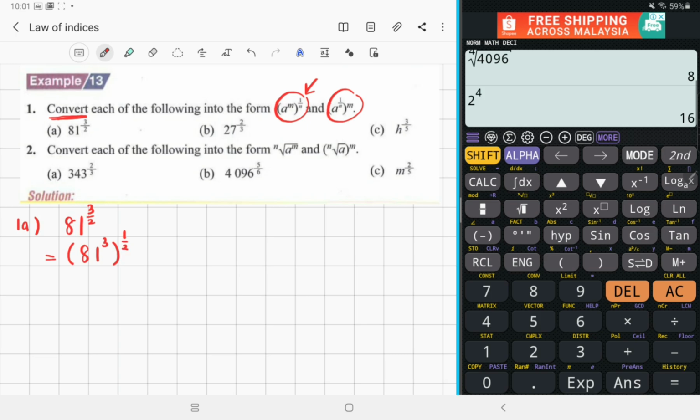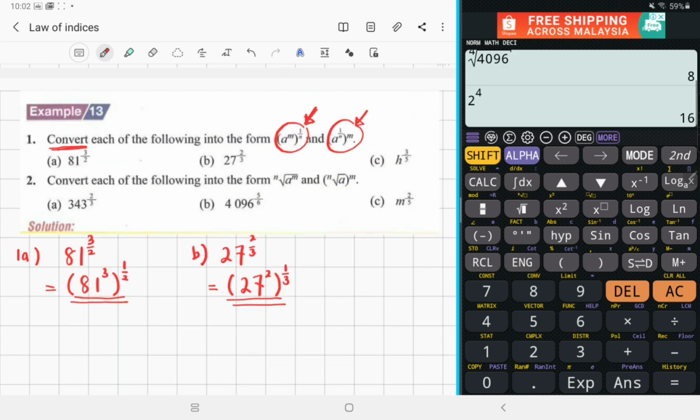Make sure you write it correctly. Don't write it as this one, and close the bracket, 1 over 2. The 1 over 2 must be written correctly, to the power of 1 over 2. This one is the answer, because the question just asks you to convert. Next, 1B, 27 to the power of 2 over 3, is equal to, in bracket, 27 to the power of 2, close the bracket, to the power of 1 over 3. Then you can try question C.